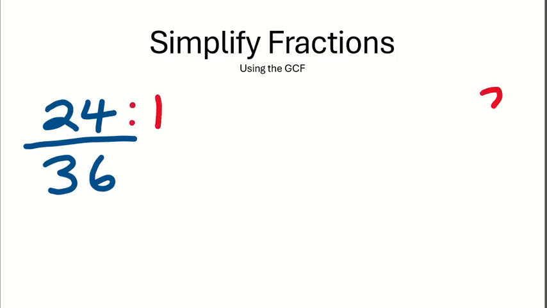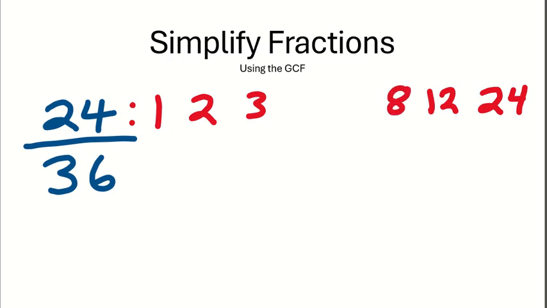1 times 24 is 24. 2 times 12 is 24. And 3 times 8 is 24. And 4 times 6 is 24. Let's go ahead and do that for 36.